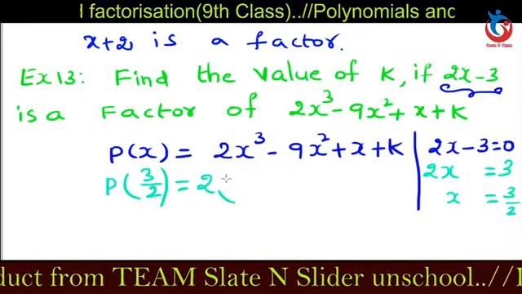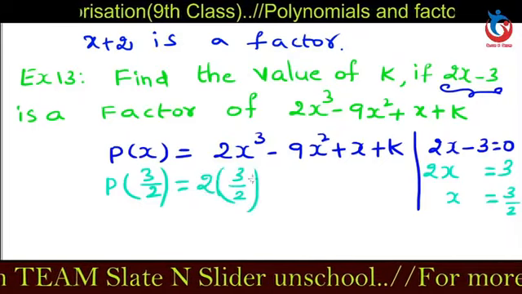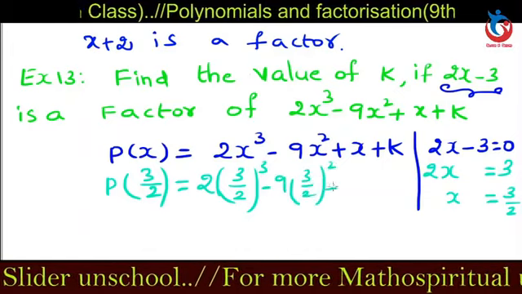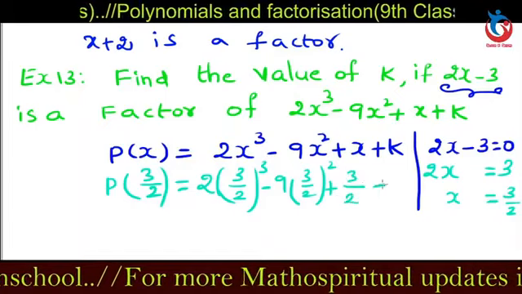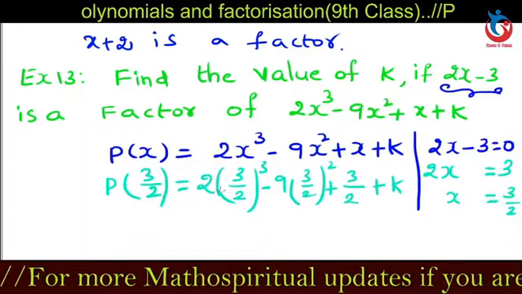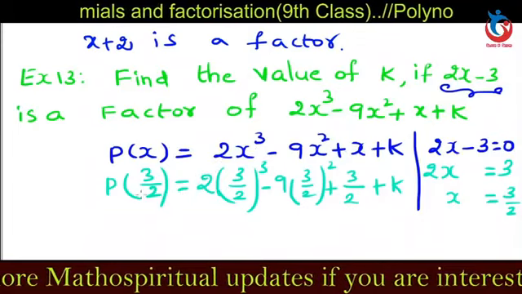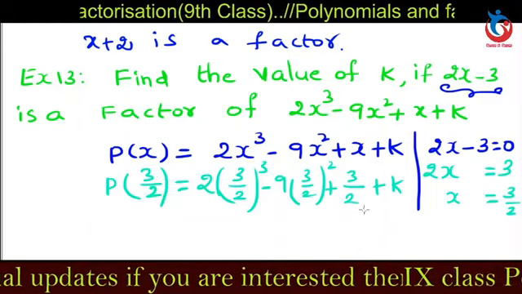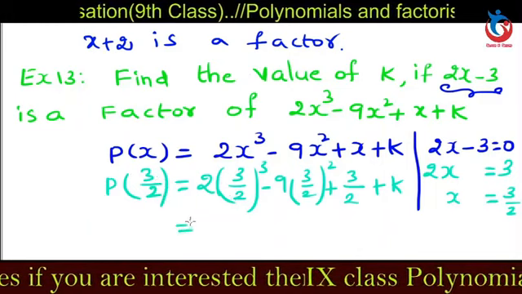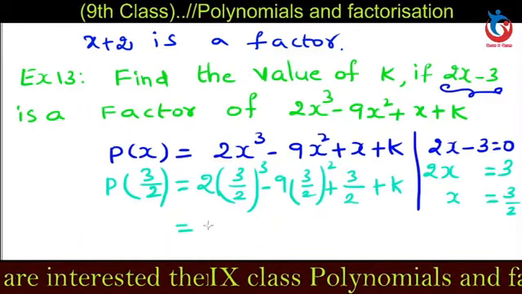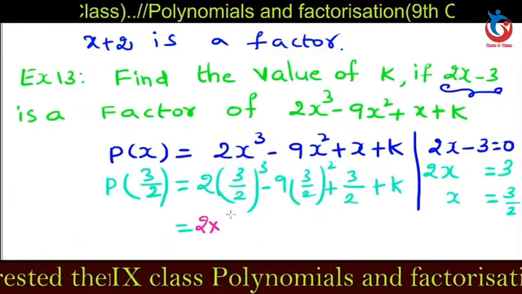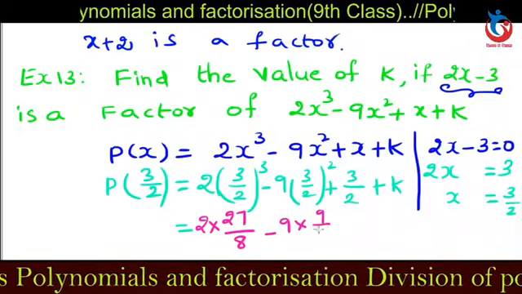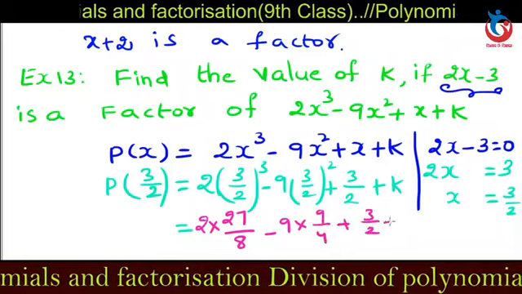So 2 into 3 by 2 whole cube minus 9 into 3 by 2 whole square plus 3 by 2 plus k. So we are substituting 3 by 2 in this polynomial. Now this total is the remainder. The left side is remainder, the right side is also remainder. So I will simplify this. Keep the equal to symbol, and I will simplify. So it will become 2 into 3 cube, which is 3 into 3 into 3, 27, over 8, minus 9 into 9 by 4 plus 3 by 2 plus k.